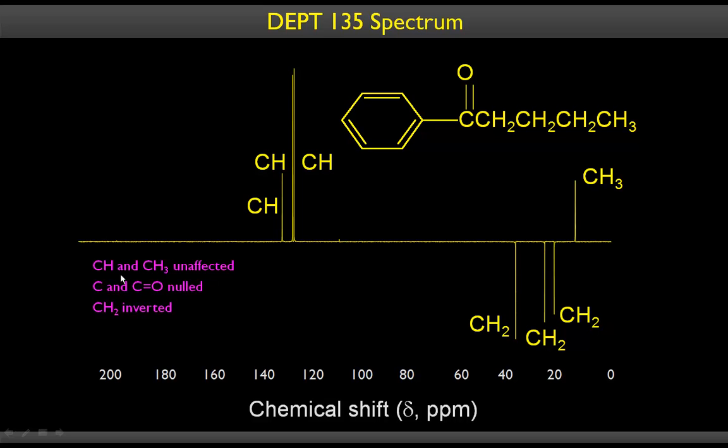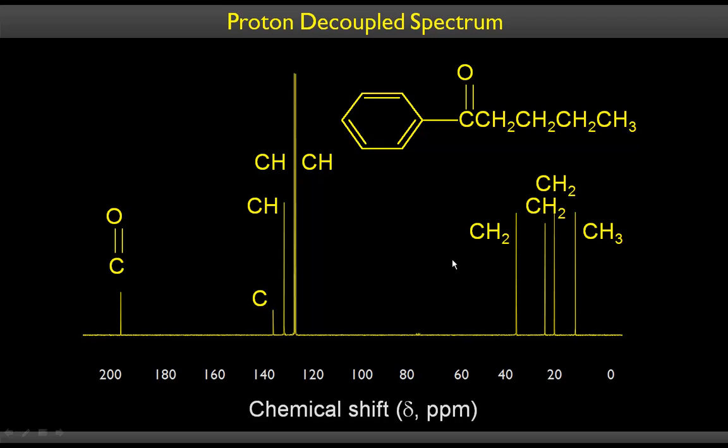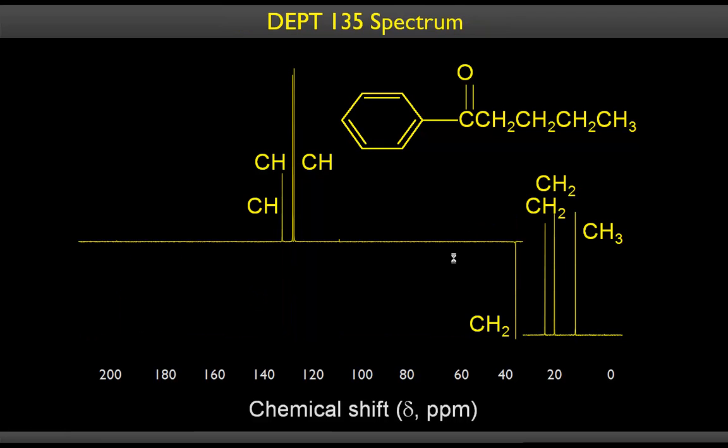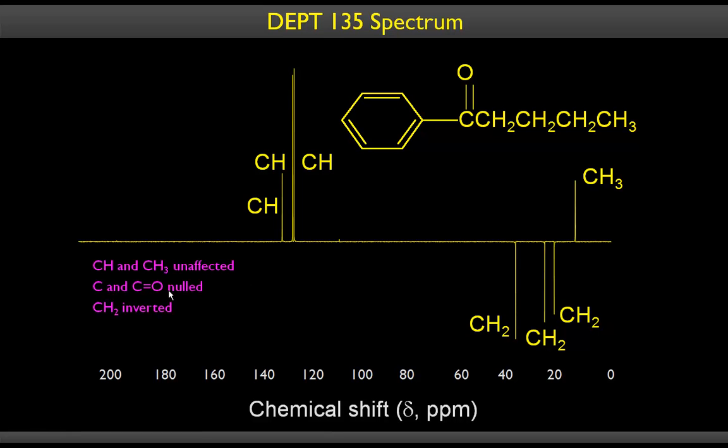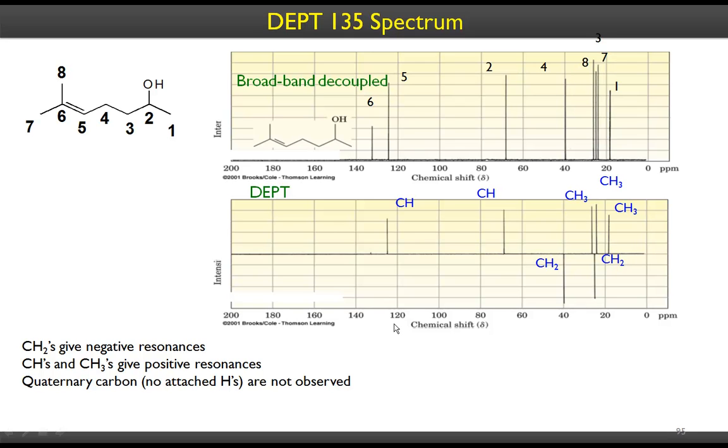So what is unaffected in the DEPT? These signals were as before. They were on the positive side in the previous NMR, and they are going upwards even in the DEPT. Or you can say that CH and CH3 are positive, quaternary carbon and carbonyl carbon are missing, and methylenes are inverted or negative peaks. Do you all understand what it's about? DEPT 135. It's all about differentiating different types of carbons, right?